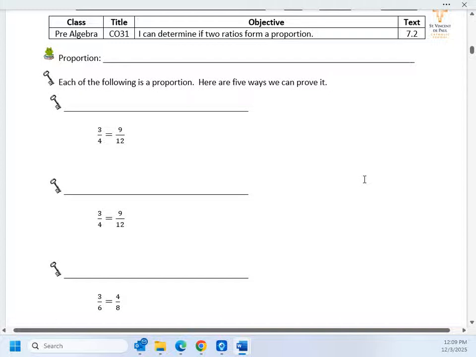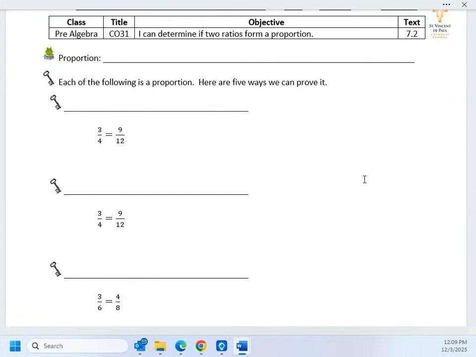Good afternoon. Today we are continuing on with our Unit 5. We are working on CO31. I can determine if two ratios form a proportion. So we're still working with those ratios. Today we're talking about proportions. So our first thing is, well, what is a proportion?